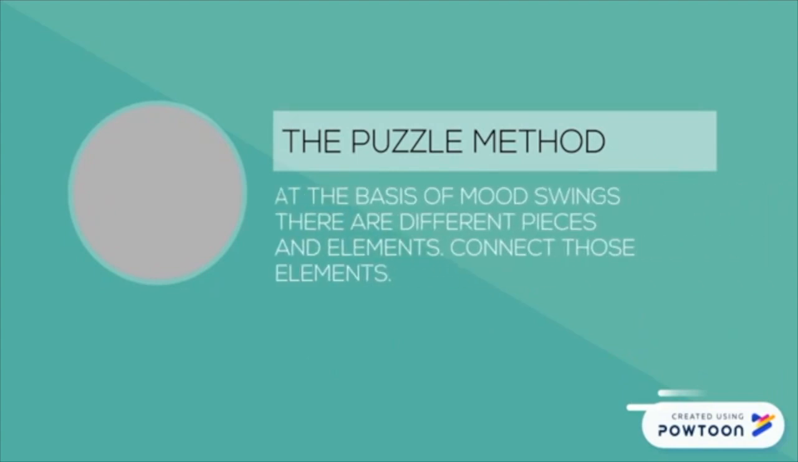Now there's another method you can use. It is referred to as the puzzle method. At the basis of mood swings, there are different pieces and elements which, once connected, can form the bigger picture for you to understand the mood disorder. It might not be just one trigger. It might be a different sequence of triggers, an ensemble of triggers and causes and stimuli that are causing this certain mood disorder.